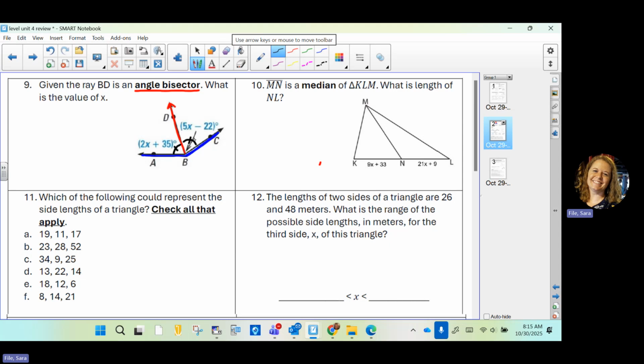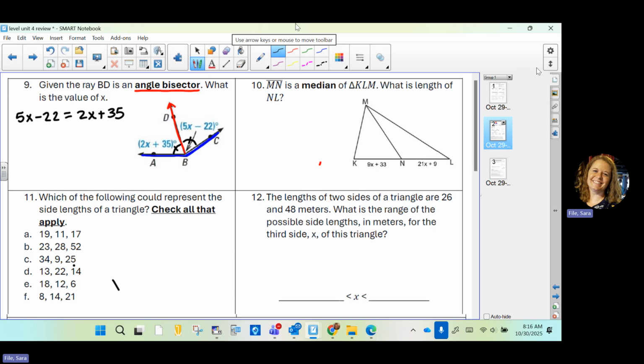So if those are congruent because of this angle bisector, what does congruent mean? Equal, the same. So when I set up my equation, I'm going to set them equal. So I can do 5x minus 22 equals 2x plus 35. Or I could write the 2x plus 35 on the left and the 5x minus 22 on the right. It doesn't matter which side they're on, just that they are equal.